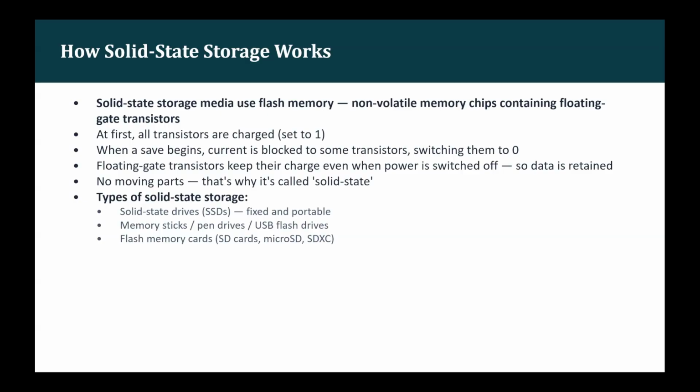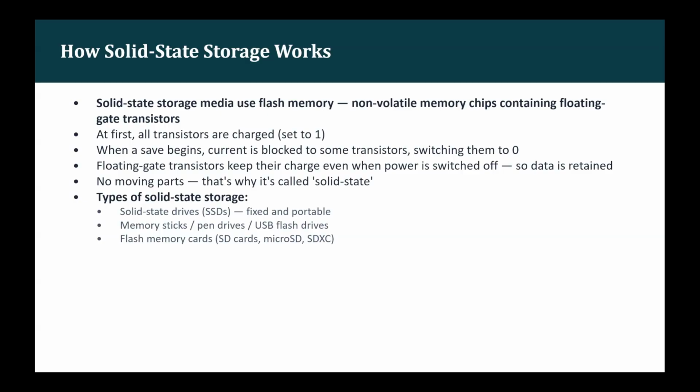When a save begins, current is blocked to some transistors, switching them to 0. Floating gate transistors keep their charge even when power is switched off, so data is retained when the power is off. No moving parts, that's why it is called solid state.